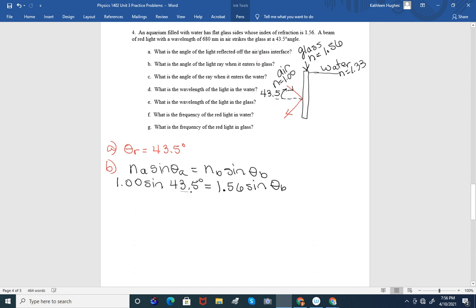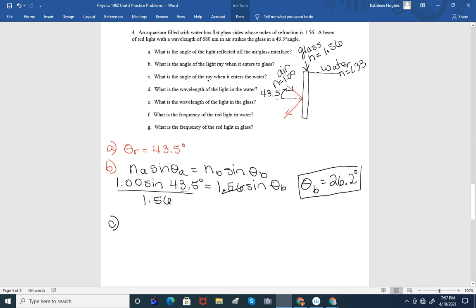If I divide both sides by 1.56, I just need to do a sine inverse. So sine inverse of 1 sine 43.5 divided by 1.56. Be sure if you're doing this all in one step that you're being careful with your parentheses and everything. And I get the answer is 26.2 degrees. Okay.